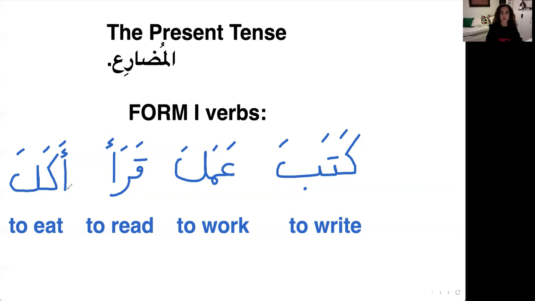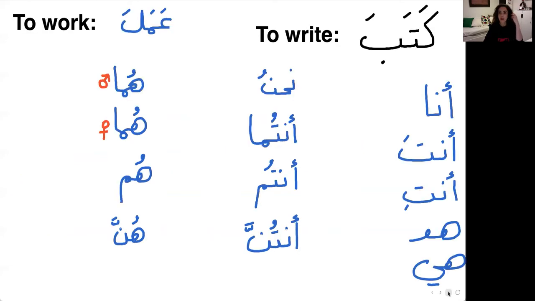Okay, so we're gonna do this together. Yalla. Let's go ahead and start with kataba and amala. To write and to work. How do you conjugate a verb in the present tense بالفصحى بالمضارع? So every verb in the conjugation will get a prefix before the root. All of the personal pronouns will get a prefix. Some of them will get a suffix as well, but not all of them. You're gonna see which ones.